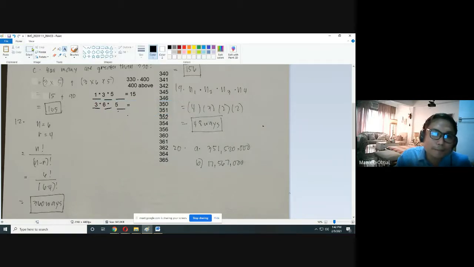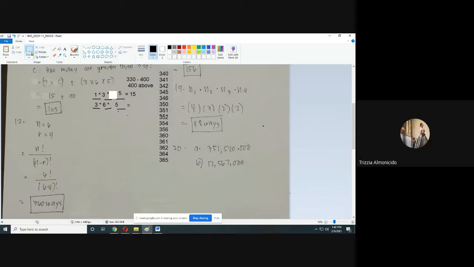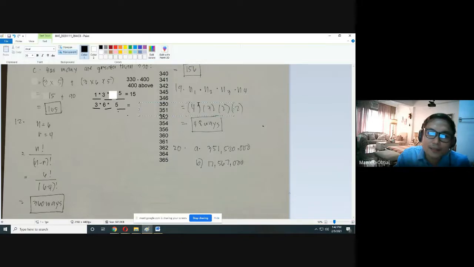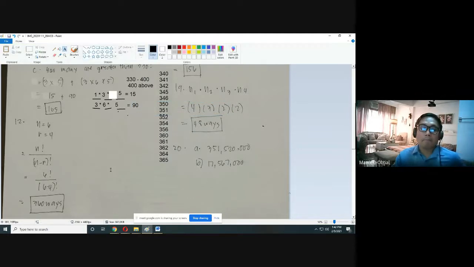Oh, we made a mistake. 18 times 5, please. Is it 90? Yes? Right, sir. Okay, 90. For the solving, did some of you still use a calculator? For example, this is 18, okay? This 5 is half of 10. If I multiply 18 by 10, that is 180. Half of 180 is 90. You don't need to use the calculator, okay?